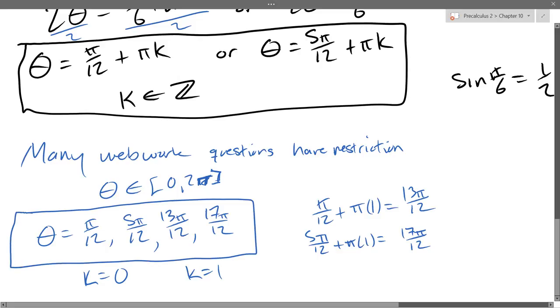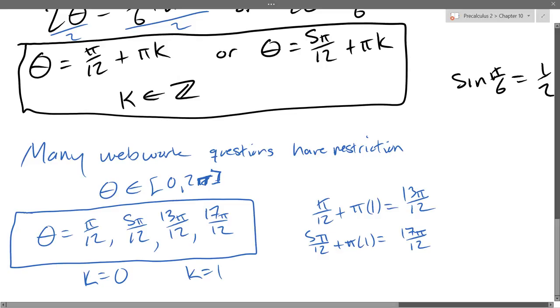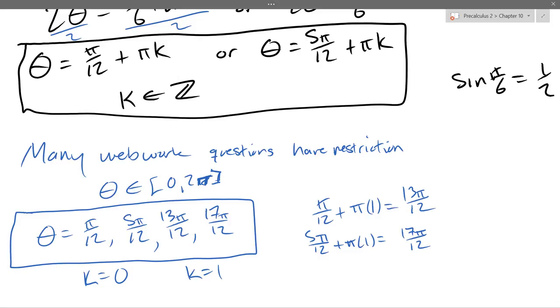So if we put the restriction on it, all of a sudden you don't have infinite answers anymore. You just have the ones that fit inside that interval right there. The next one would be 25 pi over 12, which would be outside. That would be just a little bit too big. All right, so just be a little careful on web work. Most of the questions are going to restrict it. They won't all say 0 to 2 pi. Some of them will go negative pi to positive pi or some other different versions. So just be a little aware of what that is.